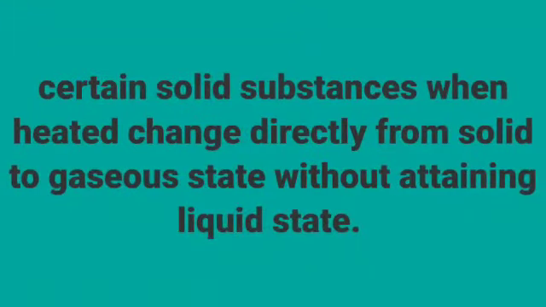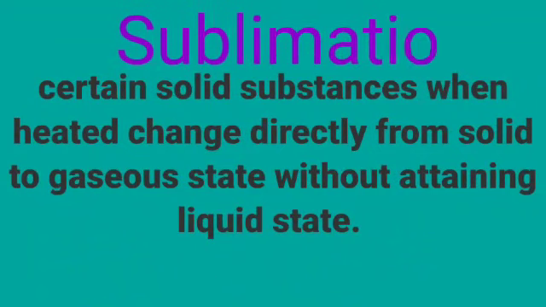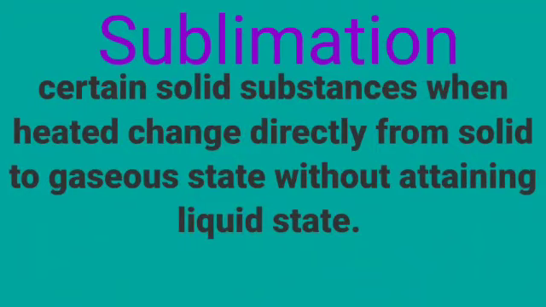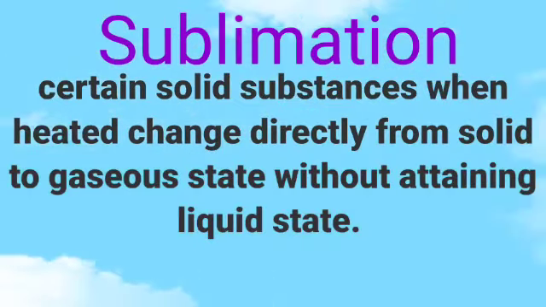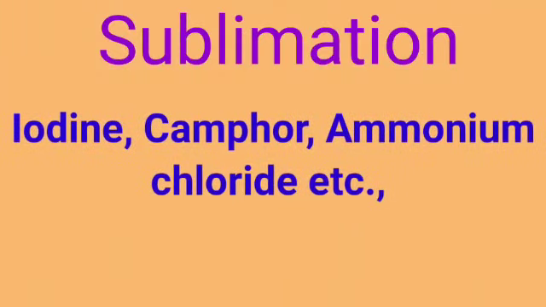The first method we are going to learn. What is the topic of the method? Sublimation. Certain solid substances when heated change directly from solid to gaseous state without attaining liquid state. Solid state is directly converted into gaseous state, children. So we can say that sublimation. The vapors when cooled give back the solid substances. This process is called sublimation. For example, iodine, camphor, ammonium chloride, etc.